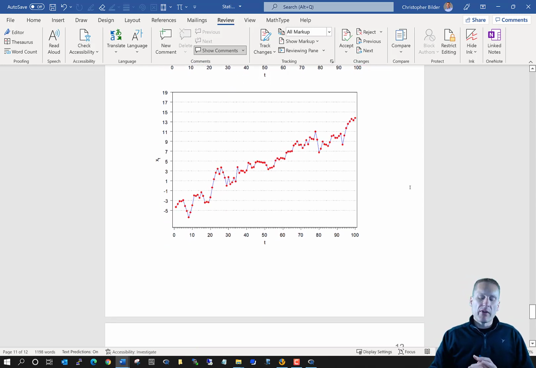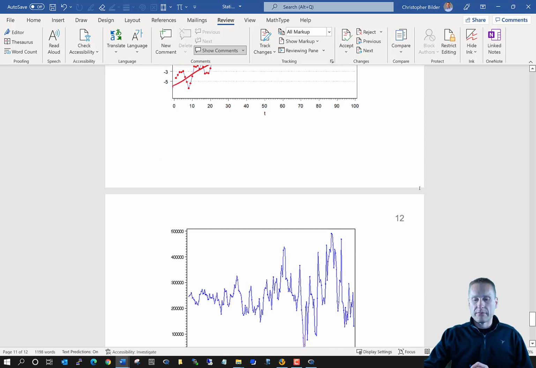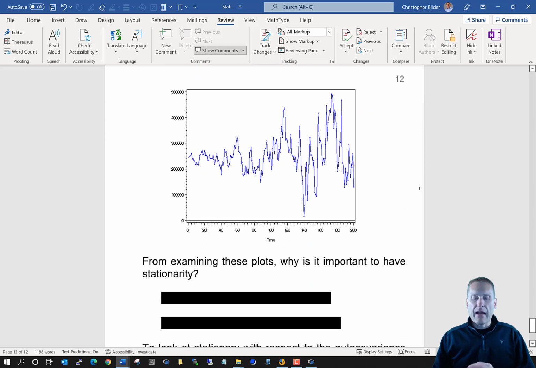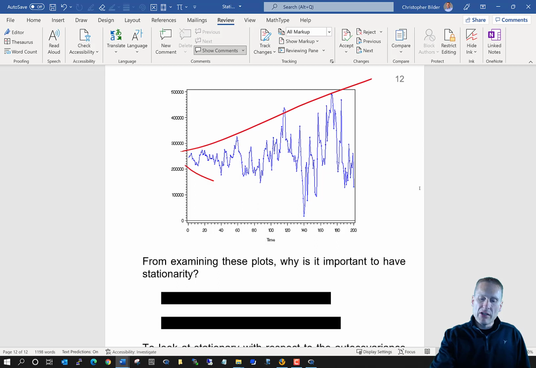Here's another time series. Notice how we have this trend over time. So you might be thinking that the true mean is actually changing over time because of that, and so this is not weakly stationary. And lastly, here's a plot of another set of observations. Notice how the variance tends to be changing over time. So this is another case where we have non-stationarity.